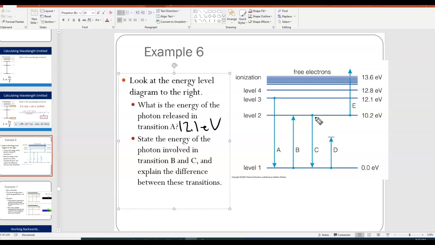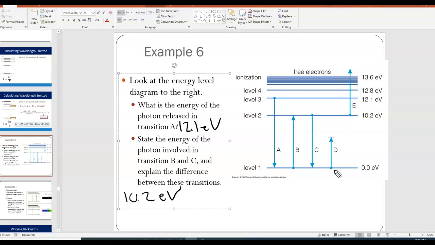A downward transition corresponds to a photon being emitted or given off by the electron. Okay, so the energy would be the same. That would be 10.2 eV minus 0, which would just be 10.2 eV. But one transition involves a photon being emitted, and one involves a photon being absorbed. So there you go. And by the way, transition D, in case you're wondering, is not possible.